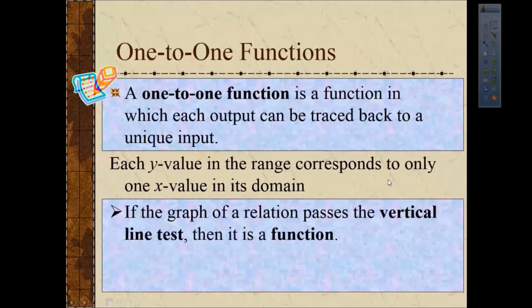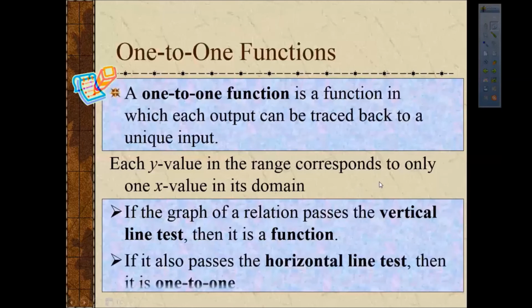If a graph of a relation passes the vertical line test, then it's a function. You remember the vertical line test from the last chapter, and we'll show you that vertical line test again. Remember, that's just the basic test of if something is a function. Well, if it also passes the horizontal line test, then that function can be said to be one-to-one. And a one-to-one function, we're going to see, is a very important condition for having inverse functions.